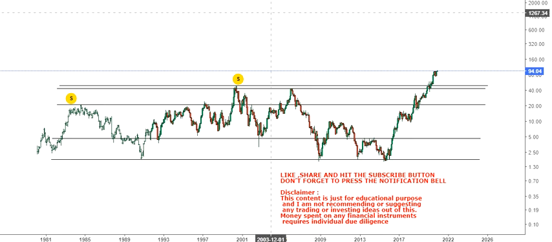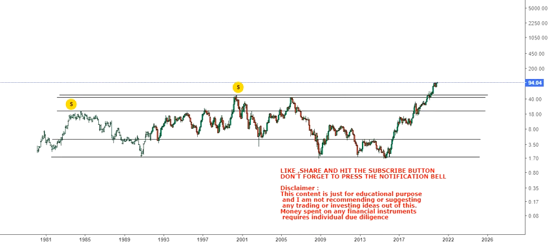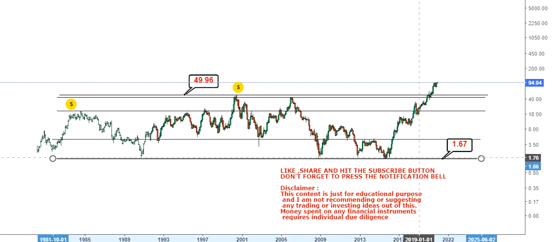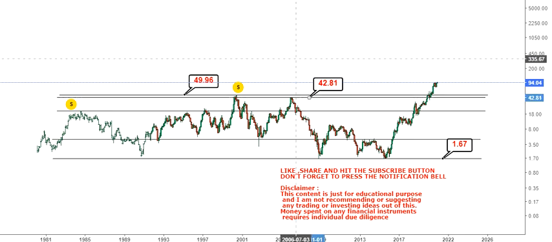Because we are talking about a long-term trend, I have used the monthly chart. As you can see here, the previous trend was in a range. The higher end of the range is 49.96, or probably $50, and the lower end of the range is $1.67. Rather than taking 49.96, you can say the resistance lies in between 42 and 49.